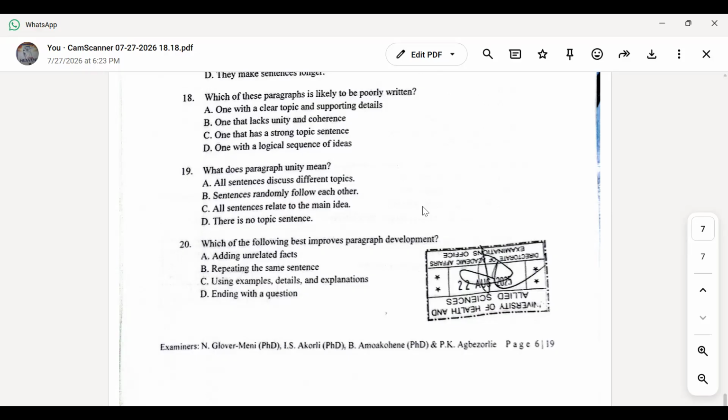Question 20. Which of the following best improves paragraph development? A, adding unrelated ideas. B, repeating the same sentence. C, using examples, details, and explanations. D, ending with a question. C.